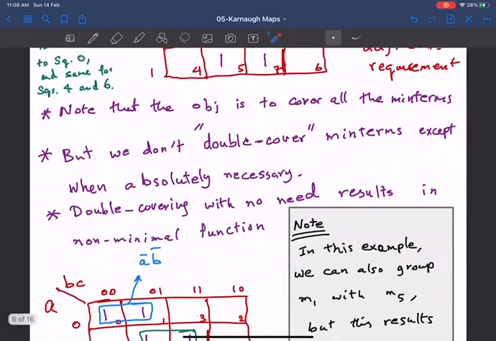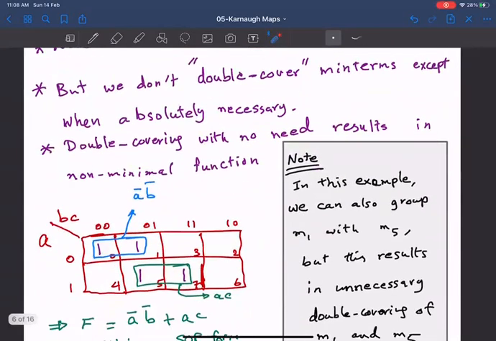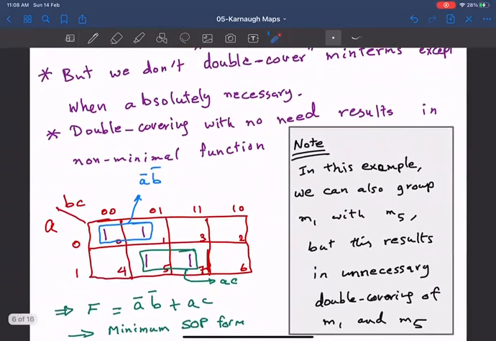So as I said, the double covering will result in a non-minimal function. Let's see. This function here minimizes to this group here. From this group, which literal is going to disappear? It's the one that is changing. Remember, the one that is changing. In this case, it is literal what? C. C here is changing from 0 to 1.